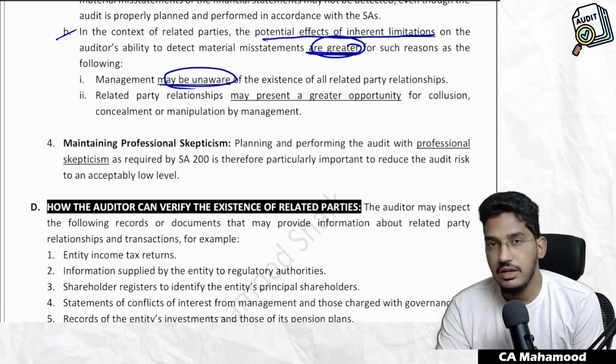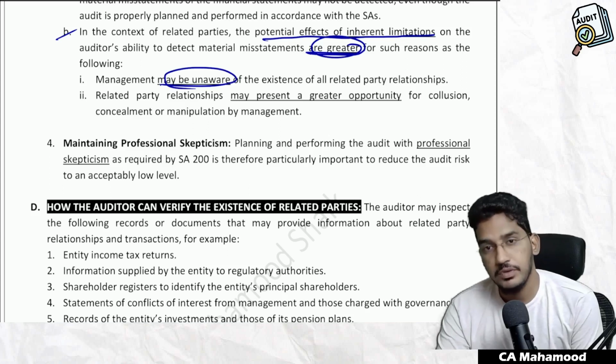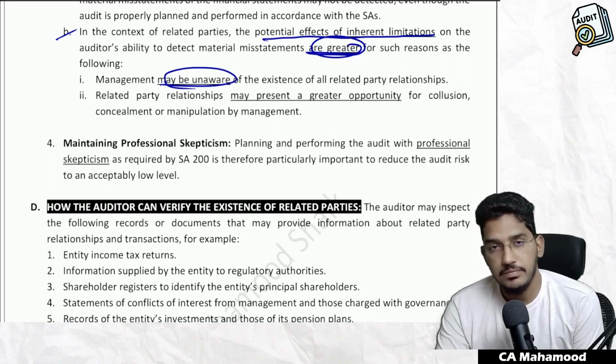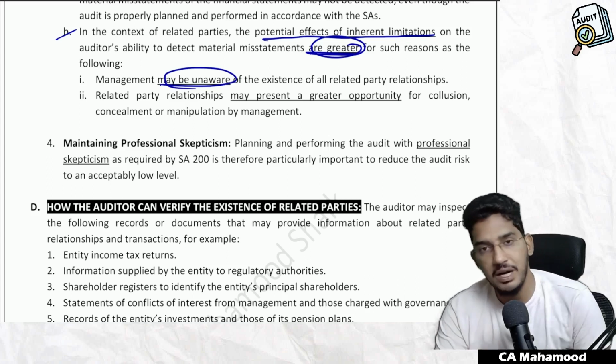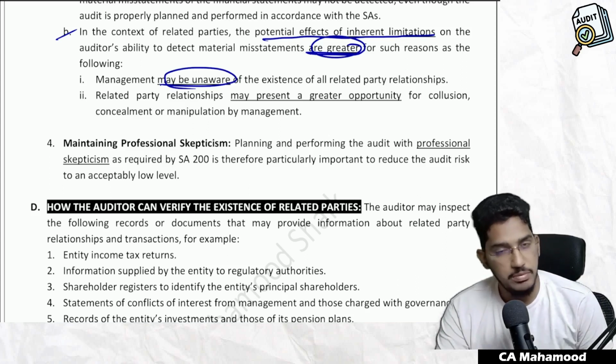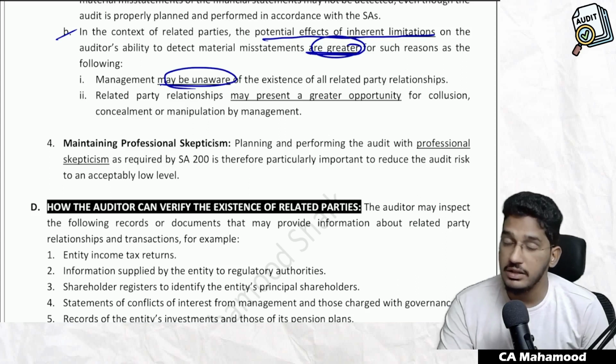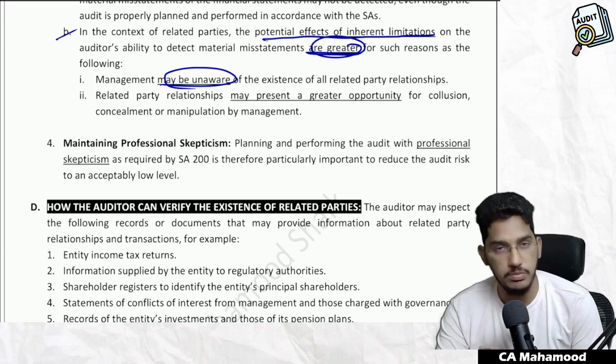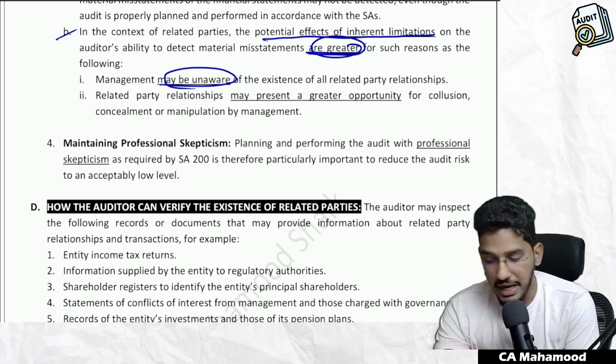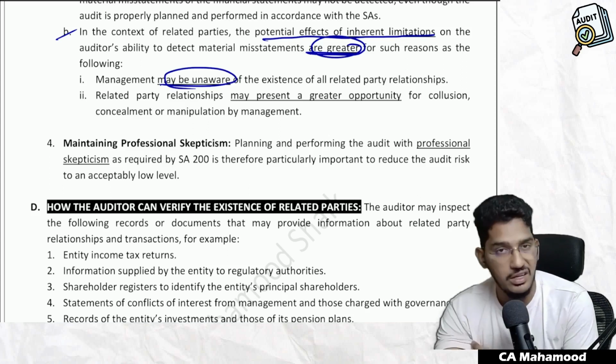Take for example, there is one company. In that, one director is there. This director is a partner in another firm, but he never disclosed it to the company. He never disclosed that he's a partner in so-and-so partnership firm. Now you tell me, will the company be able to identify that that firm is also a related party? Might not be possible. So sometimes management themselves might not be aware who is the related party and who is not.